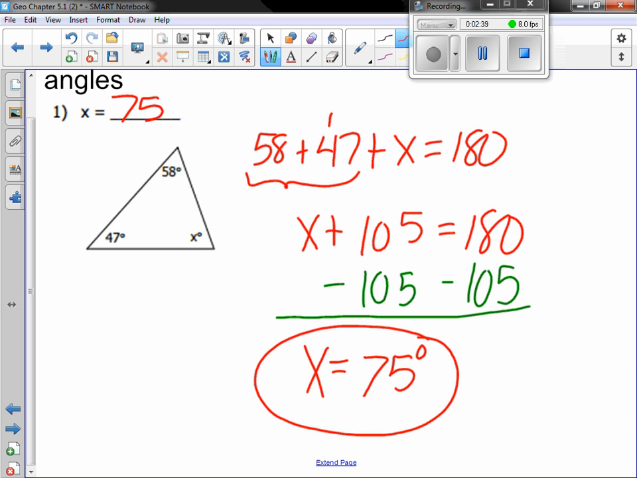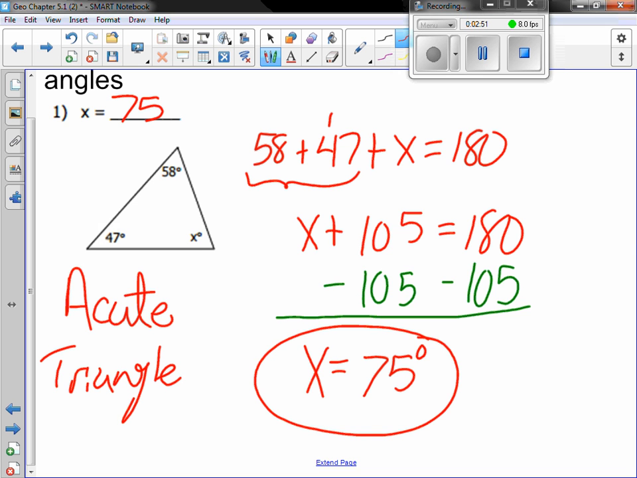What would we call it? It would be acute. It'd be an acute triangle. Now, we would actually call this one scalene. I would consider this a scalene triangle, but we can't call it that yet.